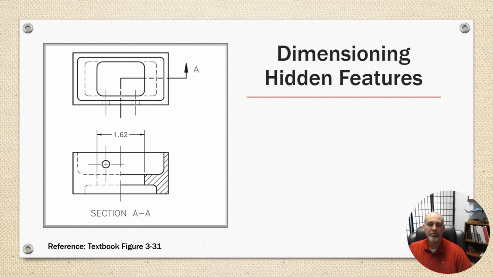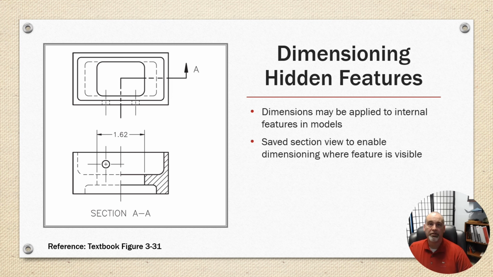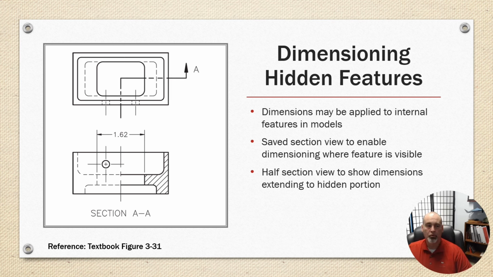Now, if you have to dimension a hidden feature, dimensions may be applied to internal features in a model, and a saved section view can enable dimensioning where the feature isn't visible. Half section views show dimensions extending to a hidden portion, so you can see part of it, but not all of it. Avoid this when at all possible. Try to have your dimensions go to visible features.